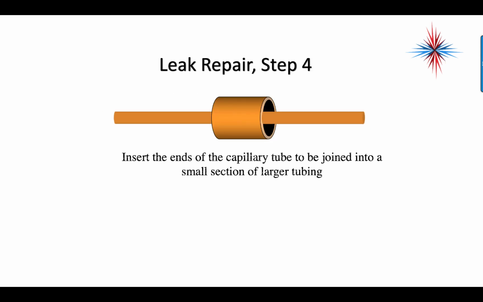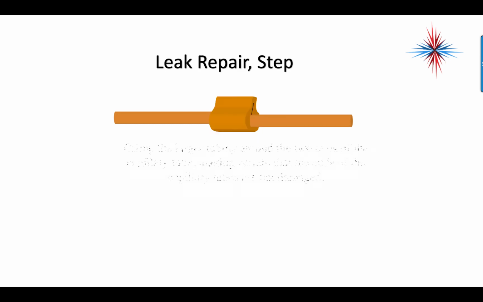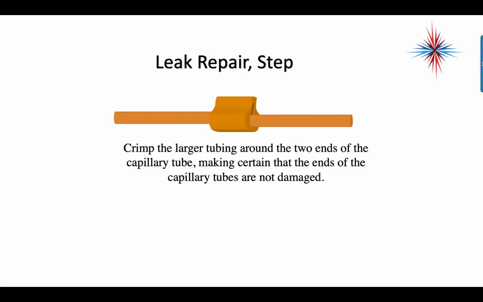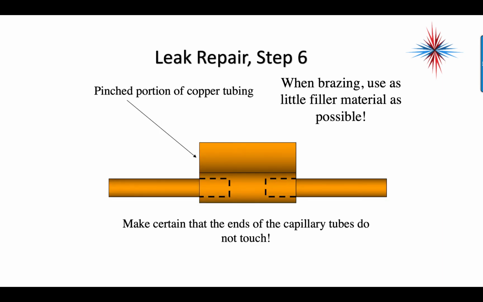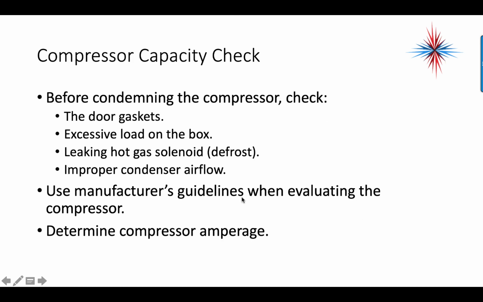You then take a larger piece of tubing, insert both ends of the tubing to be joined in the small section of larger tubing, and crimp the larger tubing around the two ends of the cap tube. Make certain the two ends of the cap tube are not damaged. When brazing, use as little filler material as possible. Make certain the ends of the cap tubing don't touch. We want them separated inside the larger piece of tubing.